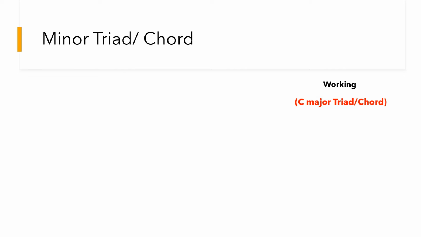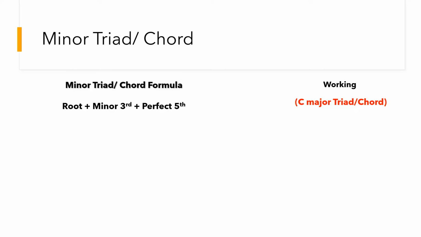Okay, so now we will be moving on to minor triads or chords. Once again we will be building a C triad or chord, which is underneath the working. I don't know if you could see my cursor, but if you can't, I'm just pointing it out. So for a minor triad, the formula is different. It requires a minor third and a perfect fifth, right? So now we're going to work it out.